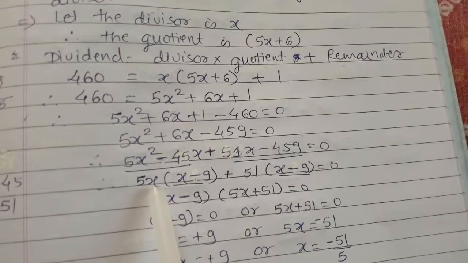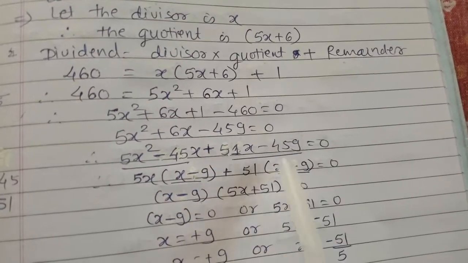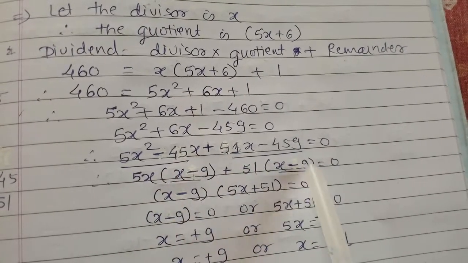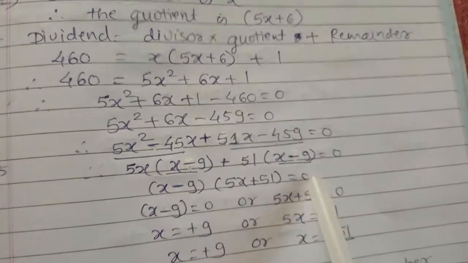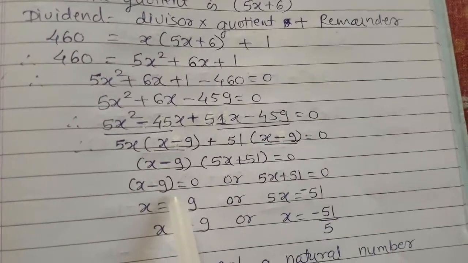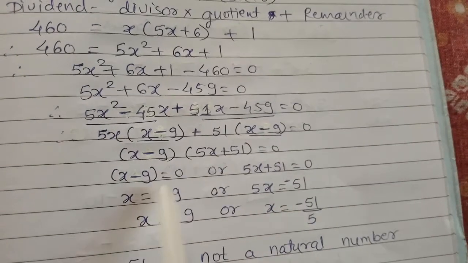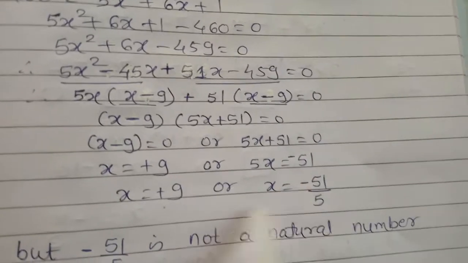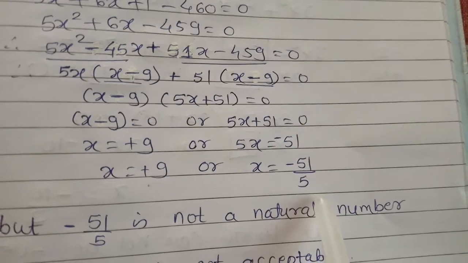So 5x is common, here we get x minus 9. Plus 51 is common, again here we get x minus 9. So x minus 9 is common here, and the remaining is 5x plus 51 is equal to 0. So either x minus 9 is equal to 0 or 5x plus 51 is equal to 0. So x is equal to 9 or 5x is equal to minus 51. So x is equal to 9 or x is equal to minus 51 upon 5.